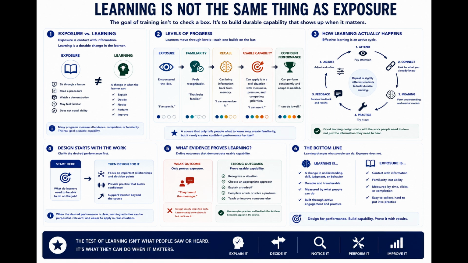A useful test is to ask what evidence would prove the learner can do the thing. If the outcome is only, "they heard the message," the design will usually stop too early. If the outcome is, "they can recognize a situation, choose an approach, explain a trade-off, or complete a task," the course needs examples and practice that let those behaviors appear.